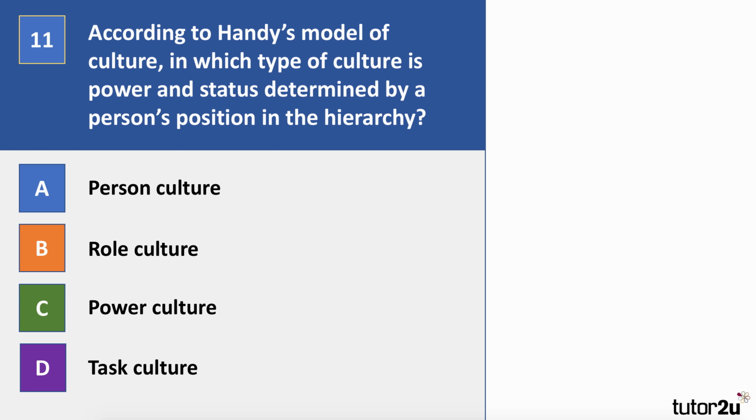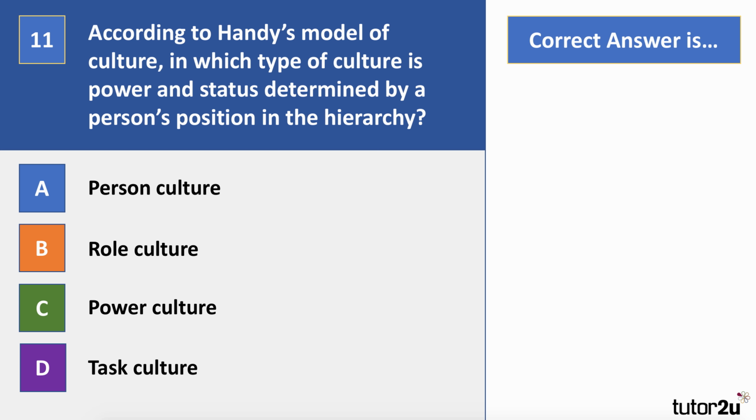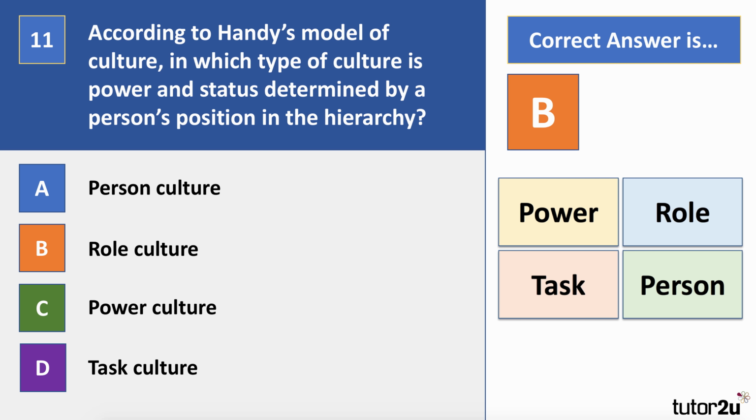And if you know Handy's model, the 4 types of culture, you'll have spotted that the answer in this case is B, the role culture. The role culture very much associated with a hierarchical organisation where your position, your authority, your influence is very much determined by where you sit within the hierarchy. A role culture.